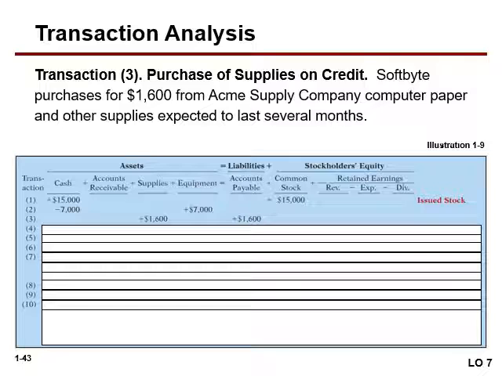As we can see here in transaction number 3, one asset increases and at the same time one liability increases. Which asset increases? Supplies. And which liability increases? Accounts payable. So supplies increase by 1,600 and the accounts payable also increase by 1,600.